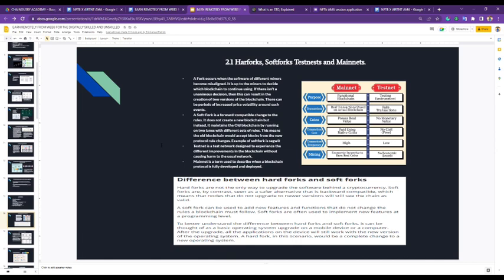So when talking about hard fork, you also hear stuff like soft fork. A soft fork is a forward compatible change to the rules. It does not create a new blockchain. So that's the key difference you need to note: a soft fork does not create a new blockchain, but a hard fork does create new blockchains.